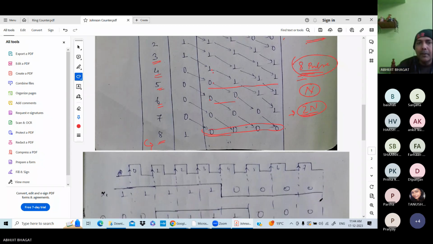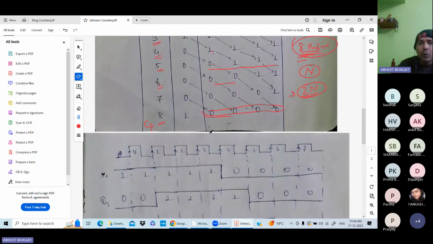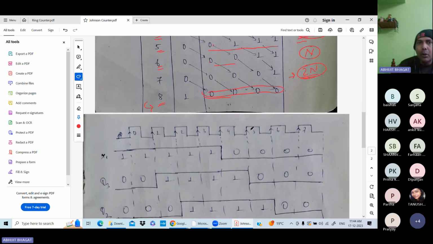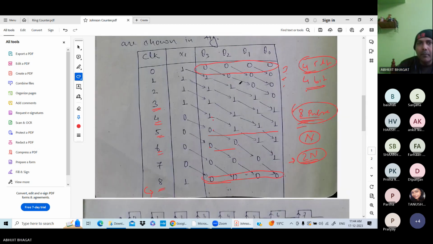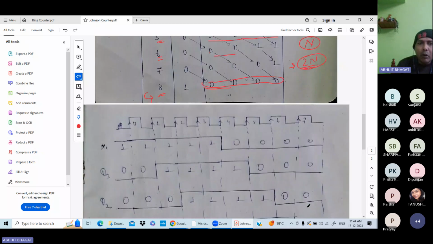It is the same for Q3. At clock 0 it is 0. Then after that, up to clock 4 it is 1. After that it is 1 up to clock 4, then from clock 5 it is again 0. So it is shown in the diagram. From clock 5 it is again 0.